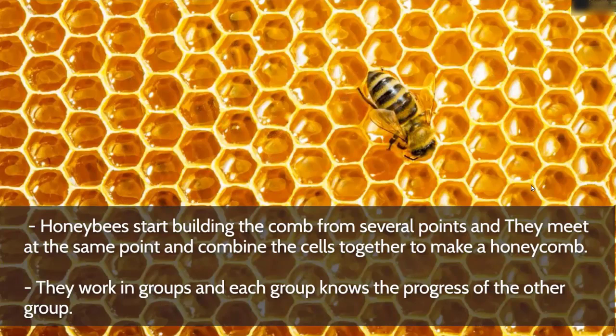They work in groups. Each group knows the progress of the other group. If something happened to a worker bee, another worker bee will come and she will start from the same point without asking anyone, and she will do her job.